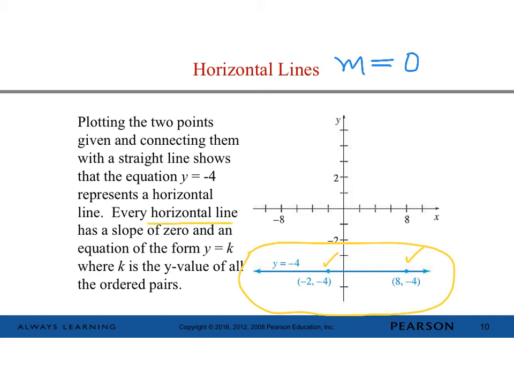Every horizontal line has a slope of 0. And the form of its equation is always going to be y is equal to k, and k is going to be the y value of the ordered pairs. So looking here, the y value of the ordered pairs is negative 4. So if k equals negative 4, then the form of our equation is going to be y equals negative 4. And we don't really even have to use either one of the methods we saw as long as you realize that your y values on your 2 points are the same.